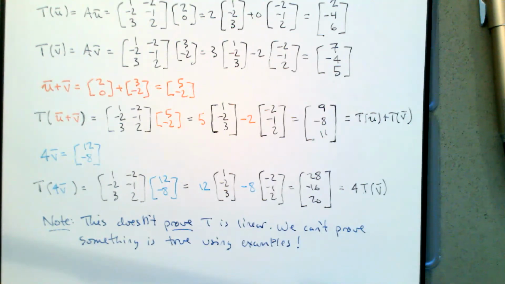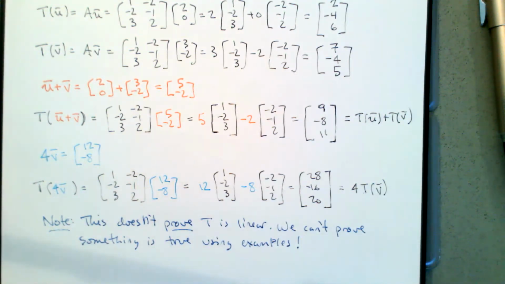This helps us see that T might be linear, but it doesn't prove that T is linear. We don't get to prove things using examples. For example, I could come up with a theorem. All cars are blue in color. Proof: my car is blue in color. We can't use an example to prove something is true. No amount of examples will prove that this is true. I could find 1 million blue cars, and that does not prove that all cars are blue.